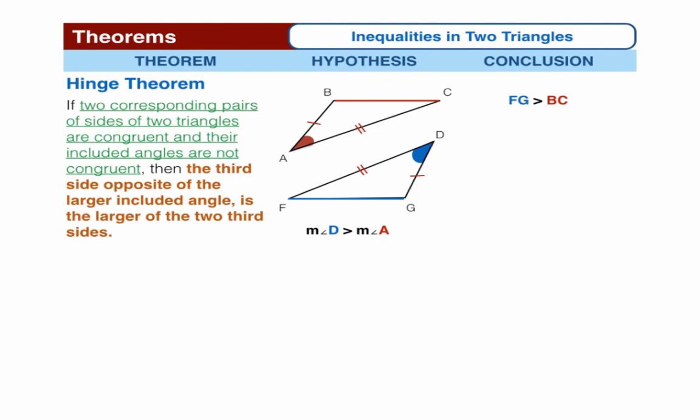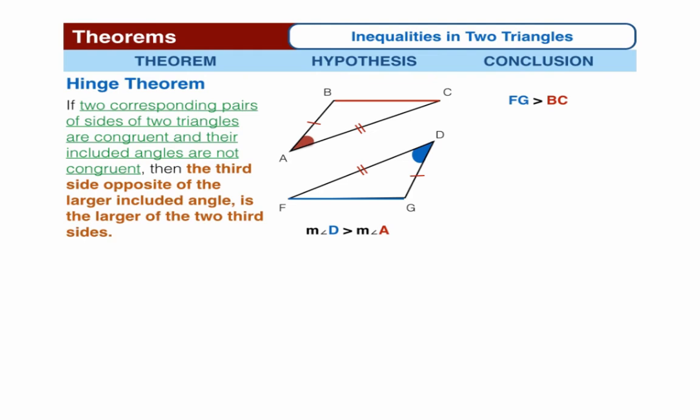So first, notice my hypothesis is underlined. If two corresponding pairs of sides of two triangles are congruent and their included angles are not congruent, then the third side opposite the larger included angle is the larger of the two third sides. Notice here that AB is congruent to DG and that AC is congruent to DF. Now it's given to me, I'm allowed to assume that angle D really is larger than angle A. That's given information, that's part of the hypothesis.